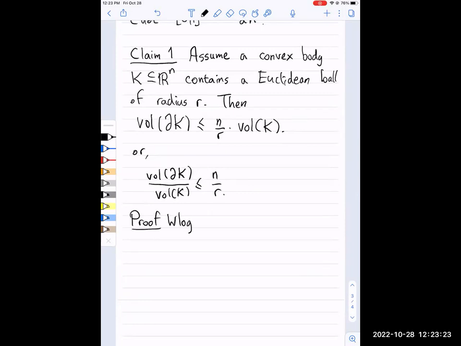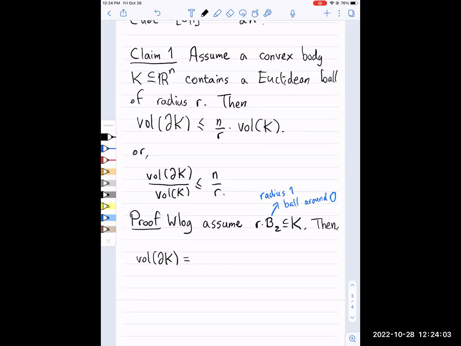So without loss of generality, assume that the ball is centered at the origin. So I just center everything at the origin. It doesn't really affect anything. Okay, so B2 is just my notation for the volume ball of radius 1 around the origin. This is the radius 1 Euclidean ball around the origin, around 0. So then what do we get? So the volume of the surface area, I should say, of K.